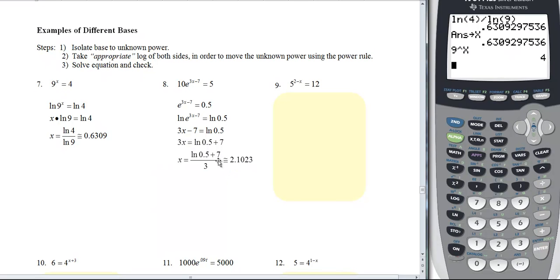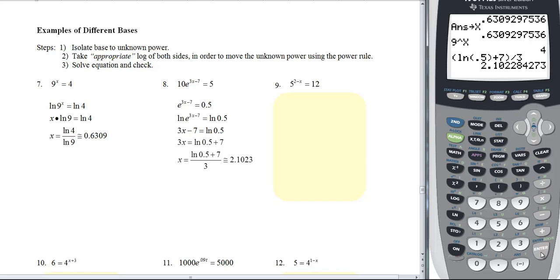And let's see, now since the numerator is a binomial, I need parentheses. So natural log 0.5 plus 7. So there's my numerator. Divide by 3. Round to 4 decimal places. So I'm going to store this value in, because you always go back to the original to check. So 10. Let me do my second ln, so I get the e and my caret symbol all at one time. 3x minus 7.